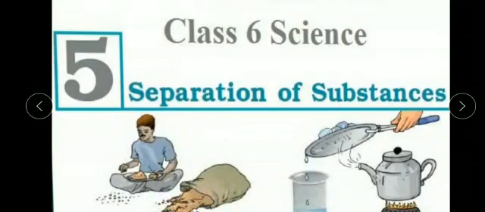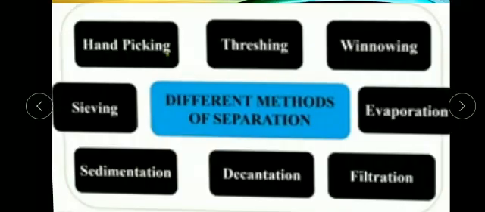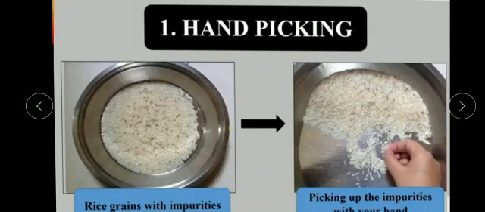In the last video, we have learnt why we need to separate substances. In this video, we will learn about different methods of separation one by one. So what are the different methods of separation? Handpicking, threshing, winnowing, sieving, sedimentation, decantation, filtration and evaporation. We will learn one by one about these different methods. So let's start now. First method, handpicking.